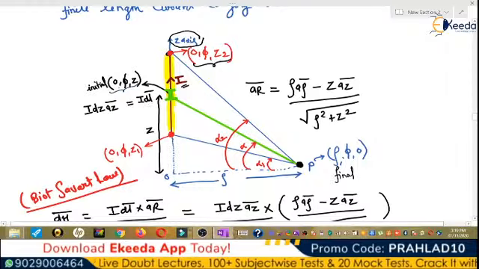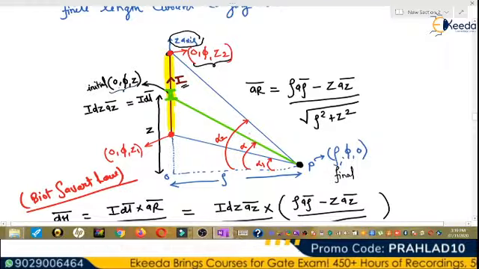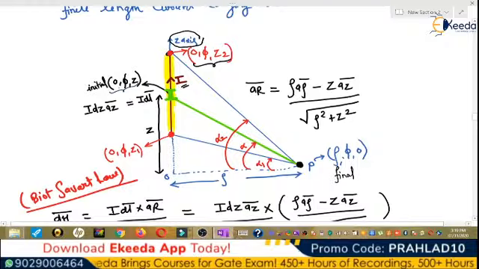Okay, and this is the point where we have to calculate the magnetic field intensity. This point is (rho, phi, 0), and this is the initial point, which is (0, phi, z). So the vector AR we can calculate as final minus initial, by magnitude: rho a_rho minus z a_z, by under root rho square plus z square.